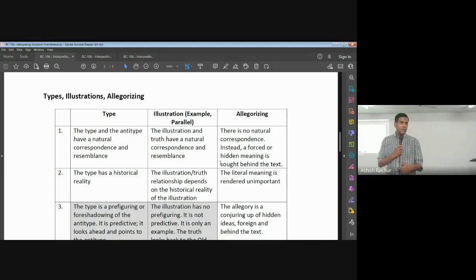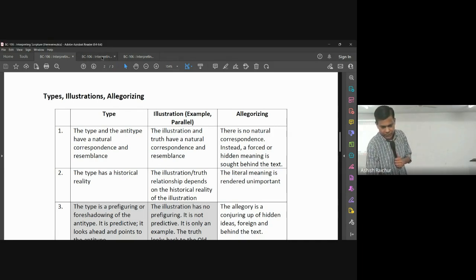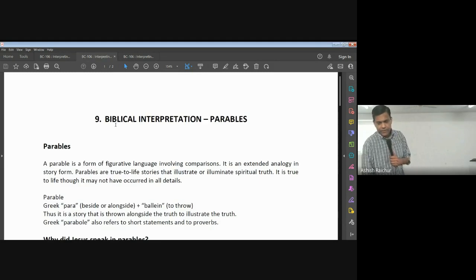So we'll talk more about that later. But types and illustrations are good things. We must learn, we must identify them in scripture and use them, all right? So we spent quite a bit of time on that last week. Today, we're going to go to the next lesson, which is on biblical interpretation, or on parables, interpreting parables.